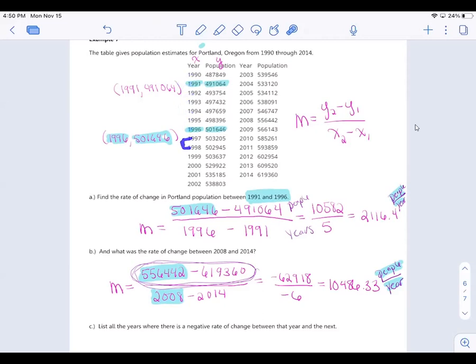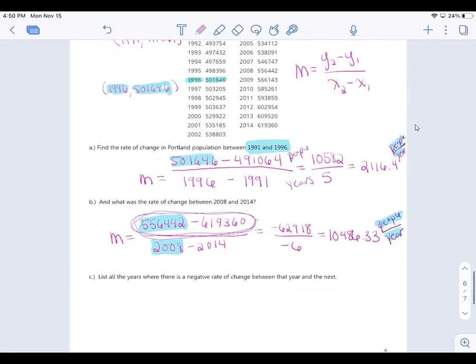Did that go up? From 97 to 98, did our population go up or down? It went down, right? Because we were at 503 and then we go to 502. So that year, 1997, is where our population started to go down. Another way of saying that is that we had a negative rate of change. If our population is going up, our rate of change should be positive, and if our population is going down, our rate of change should be negative.